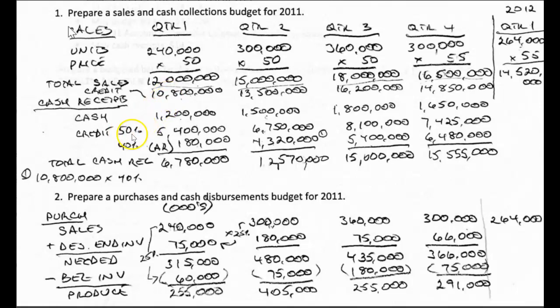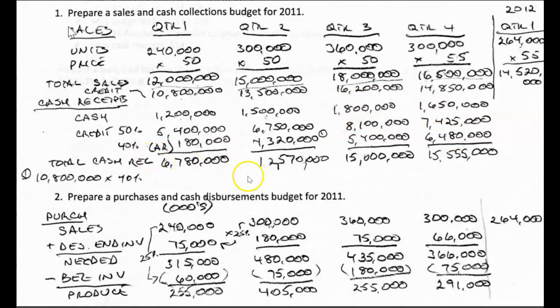So 50% of those are payable in the month of sale, and the other 40% in the following month. That's 10.8 times 40%. Then here I've got 50% of the 13.5 on credit, and the remaining 40% is 5,400. Same thing here. I've got 16.2 on credit sales. 50% of that would come in the month of sale. The remainder would come in the following quarter, rather.